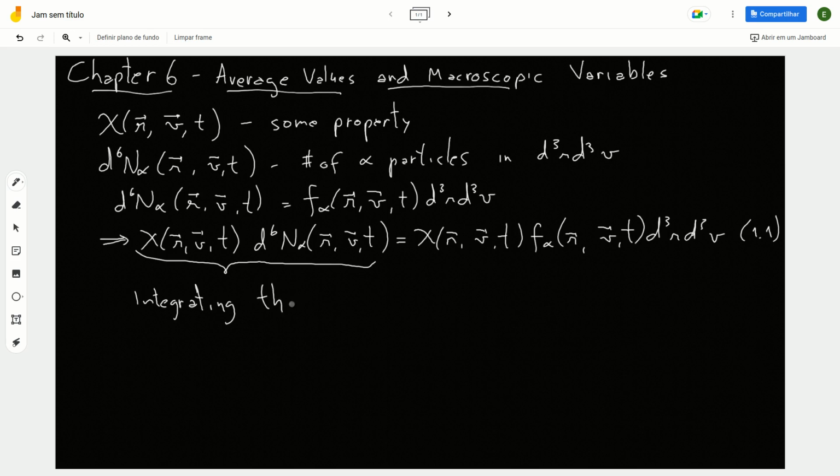Integrating the right hand side in V, so this is going to be an integral in V, so I can remove dr from there. It's not a function of velocity. I'll integrate in V, and this will be the quantity.